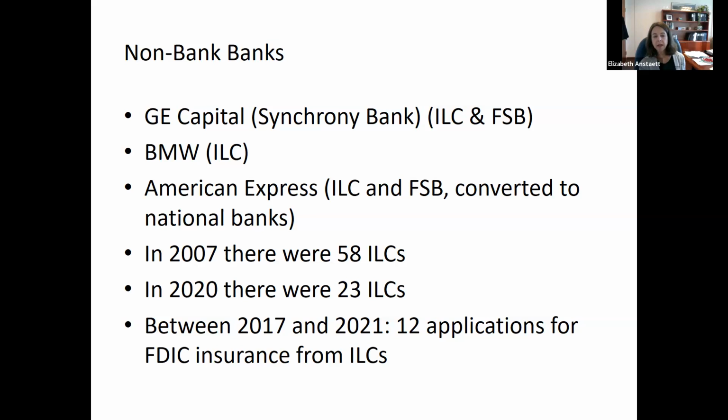national bank. So in 1987, there were 58 ILCs, so not a lot. And in 2020, we were down to 23. Between 2017 and 2021, there were 12 applications. It started to get popular again, because it is a way for a more commercial firm to get into banking, but that also makes it controversial. So there are different ways of looking at it.